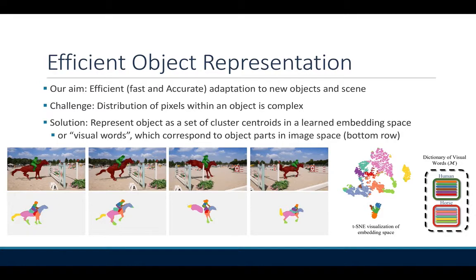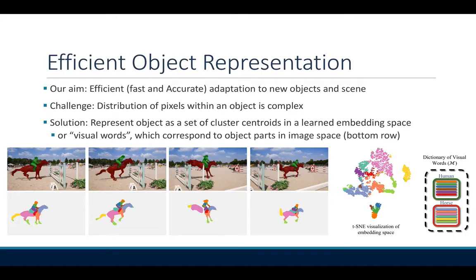We propose to represent an object as a set of cluster centroids in a learned embedding space, or visual words, which correspond to object parts in image space as shown in the bottom row in the figure. The t-SNE plot in the middle shows how different object parts cluster in different regions of the embedding space, and thus how our representation captures the multimodal distribution of pixels constituting an object.